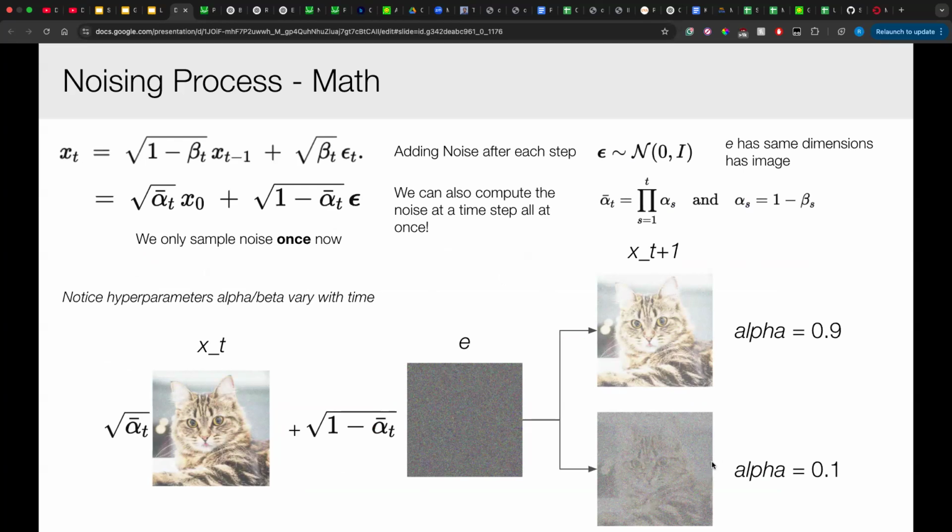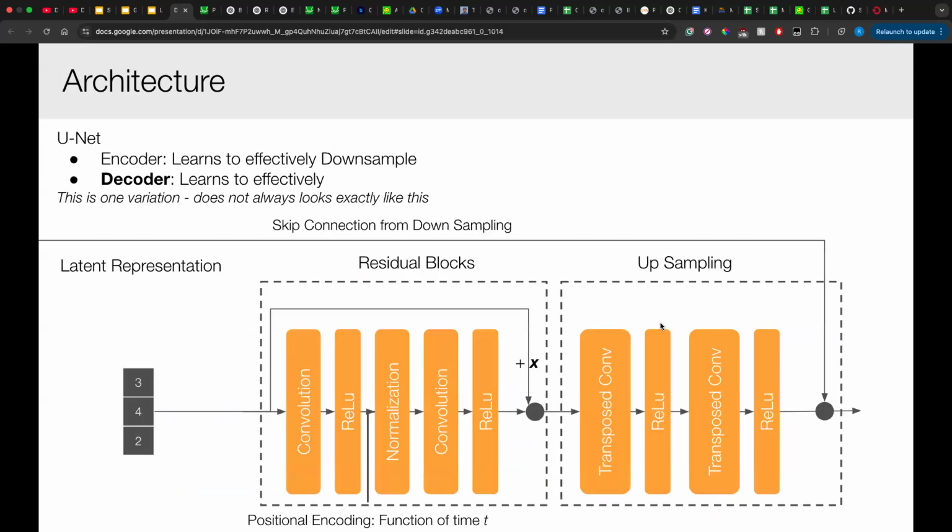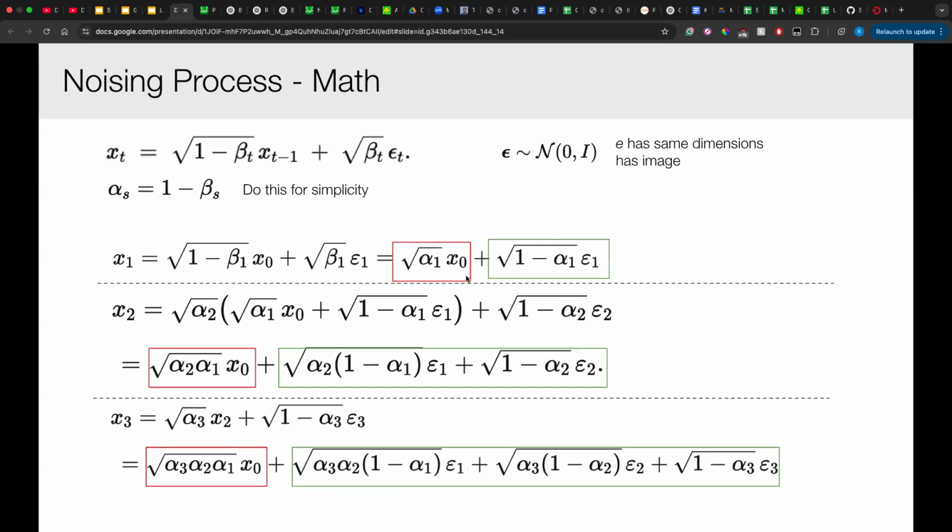As you can see, I skipped a few slides, but alpha is 1 minus beta. Regardless, if you have that parameter very high, you jump to a very noisy image very quickly. If you have the parameter very low, you might not even be able to tell the difference between this image and that image. So noise has been added, but a very small amount. So this is how you would add noise at a single time step.